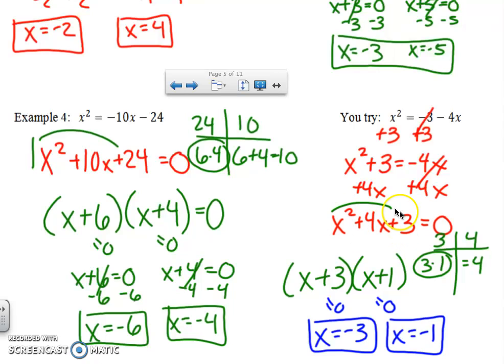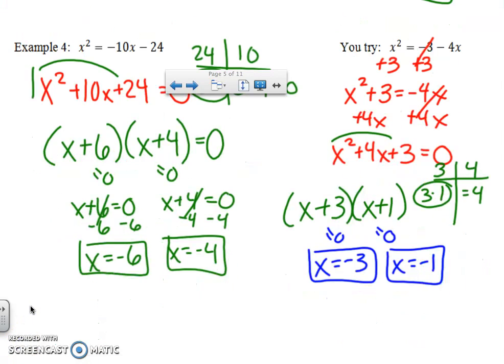So you multiply a times c, which is a 3, and then your b term was a 4. List of factors of a 3 that would add to a 4 would be 3 and a 1. Again, this was a shortcut, so I could do x plus 3 and x plus 1, set each one equal to 0, and once you solve, you would have gotten x equals -3 as a solution and x equals -1. So that is how you factor a quadratic when the a term is a 1.